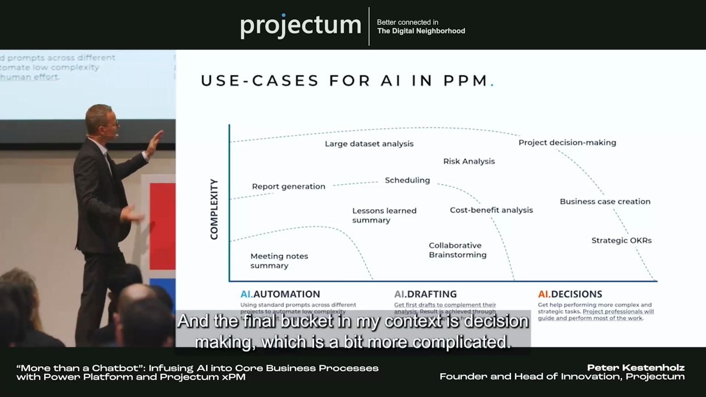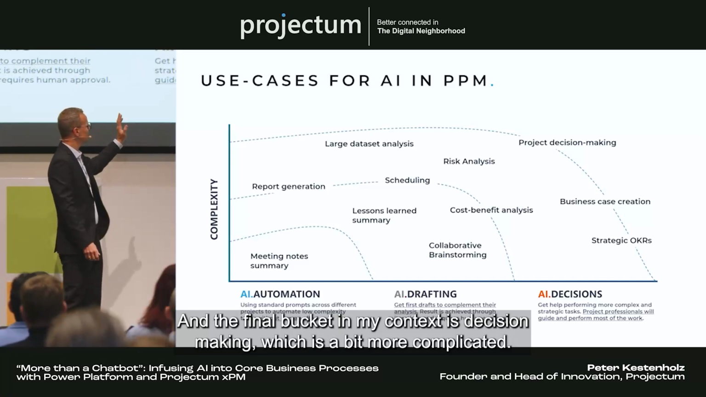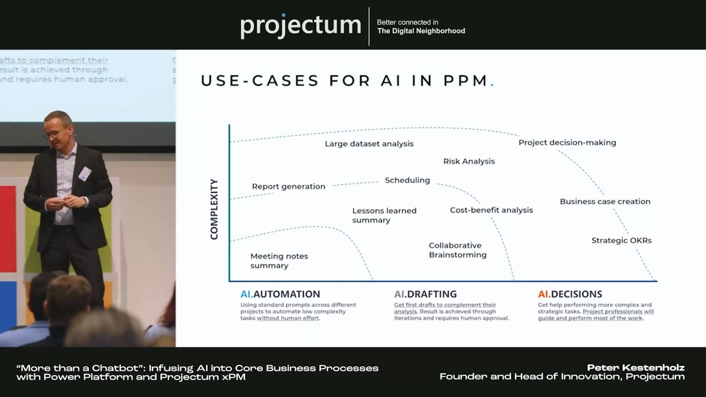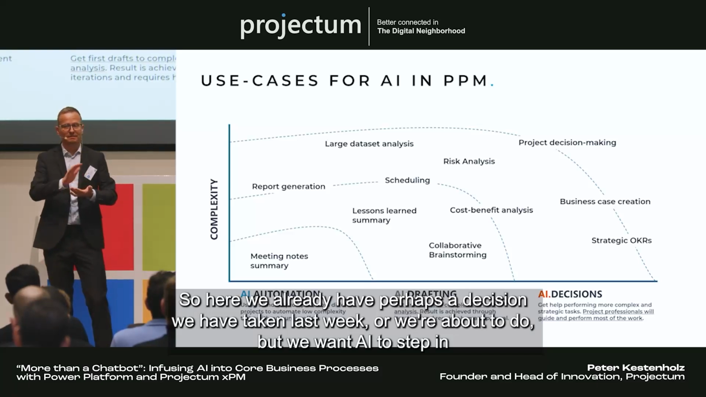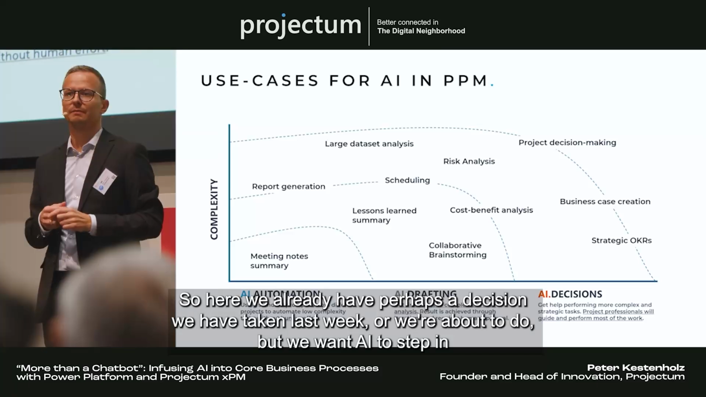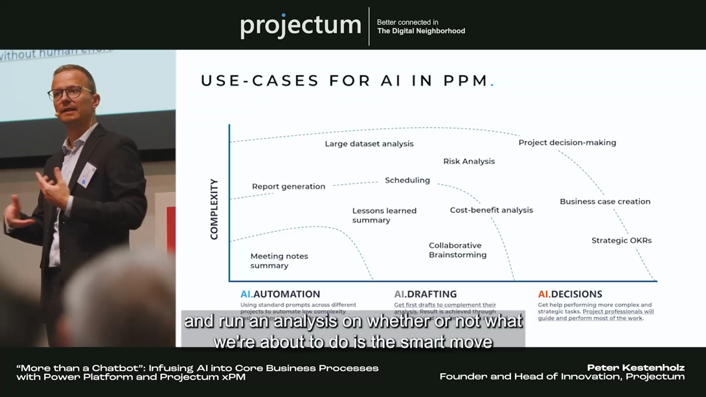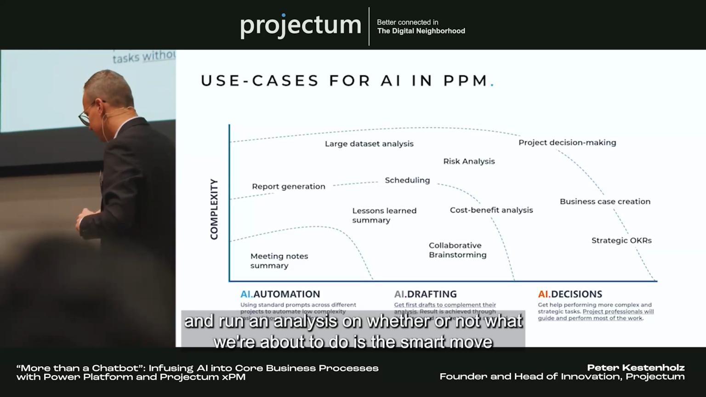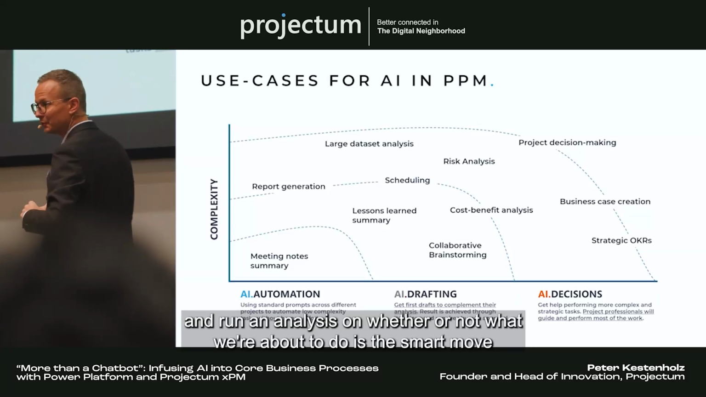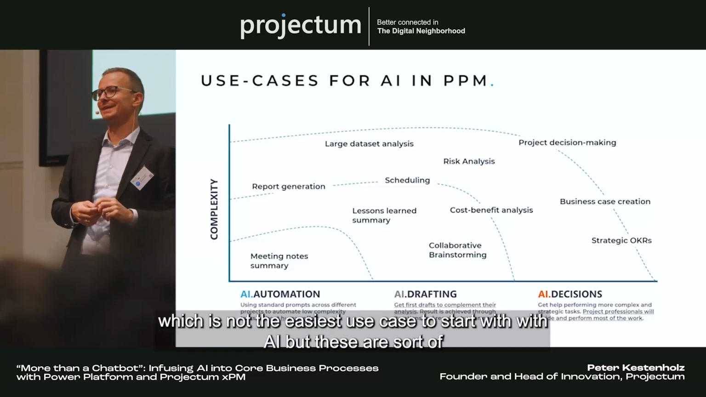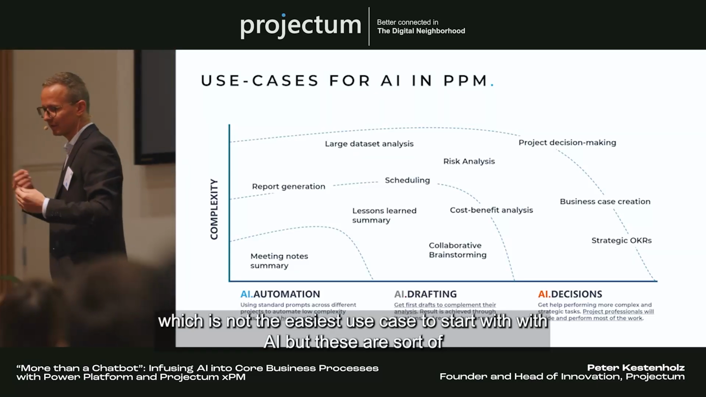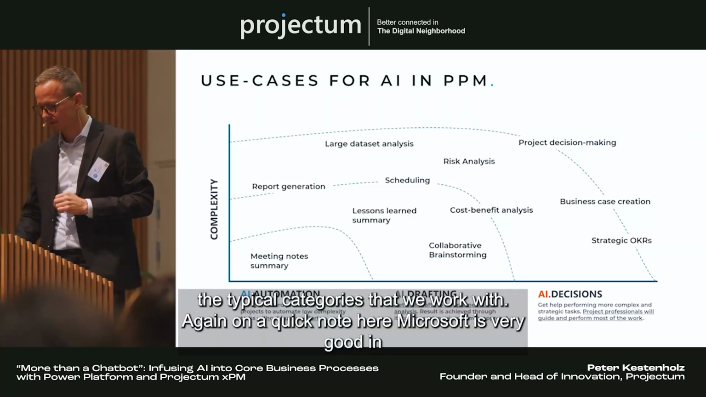And the final bucket in my context is decision-making, which is a bit more complicated. So here we already have perhaps a decision we have taken last week, or we're about to take, but we want AI to step in and run an analysis on whether or not what we're about to do is the smart move, which is not the easiest use case to start with AI. But these are sort of the typical categories that we work with.